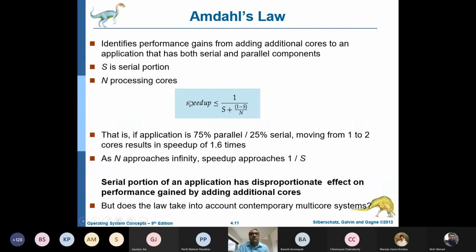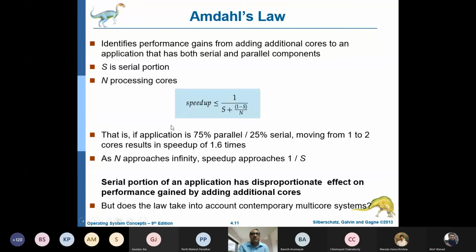When you look at a program, you cannot split the entire program into parallel executions. There will be a certain sequence of code that has to be run in a sequential way, and the remaining part you can make parallel.